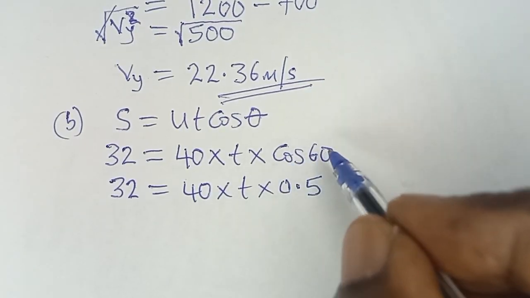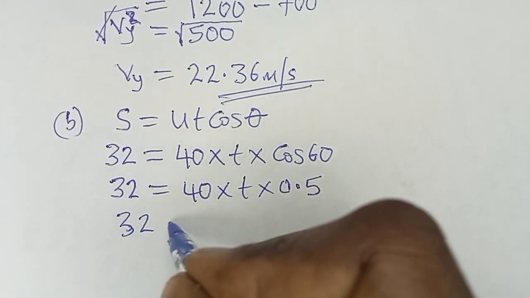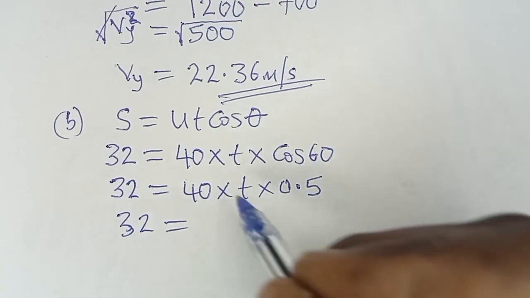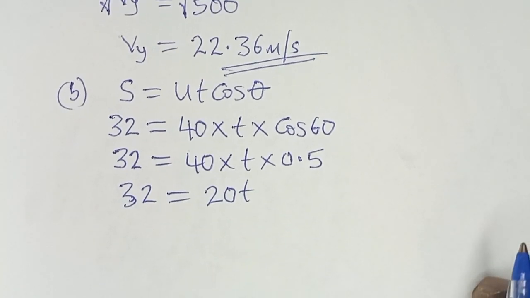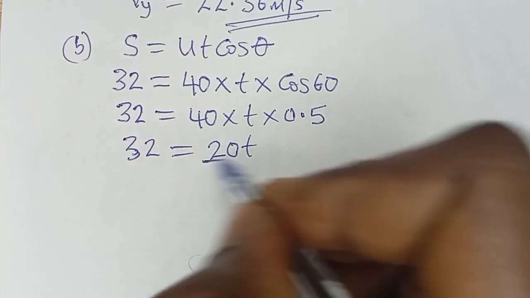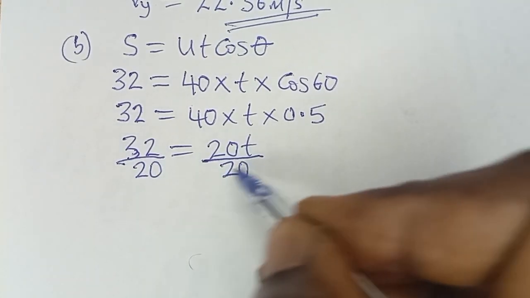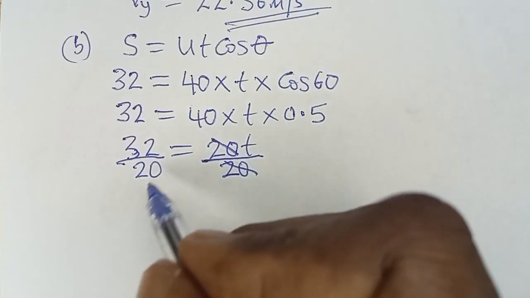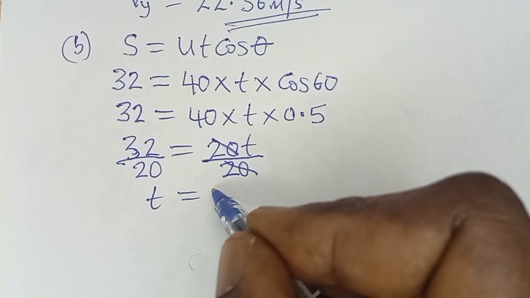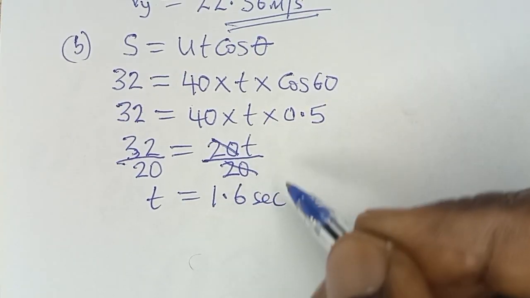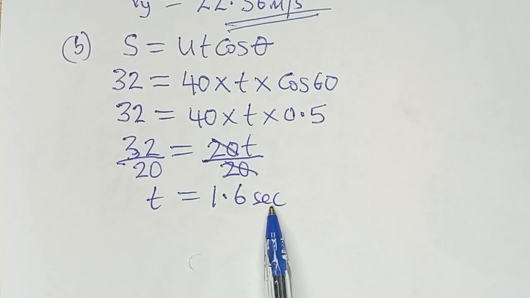So that gives us 32 equals 40 times t times 0.5. The cosine of 60 degrees is 0.5. So I now have 32 equals 20 multiplied by t, which gives me 20t. I can simply divide both sides by 20, so the 20 cancels 20 and I'm left with t. So t is equal to 32 divided by 20, which gives me 1.6. So the time for it to attain this horizontal distance of 32 meters is 1.6 seconds.